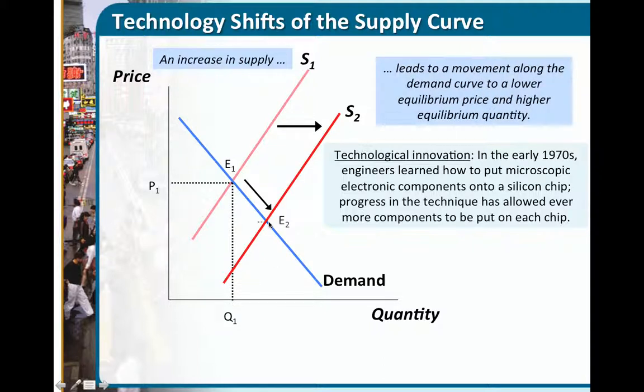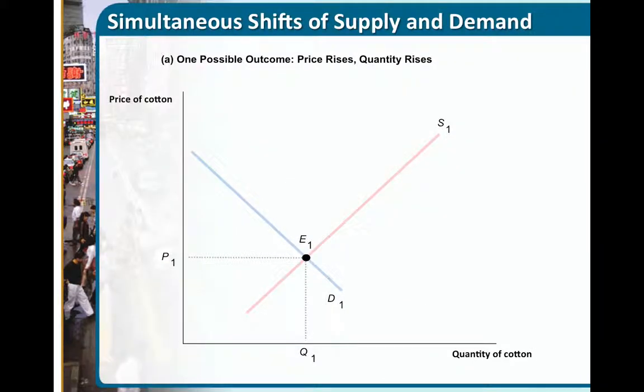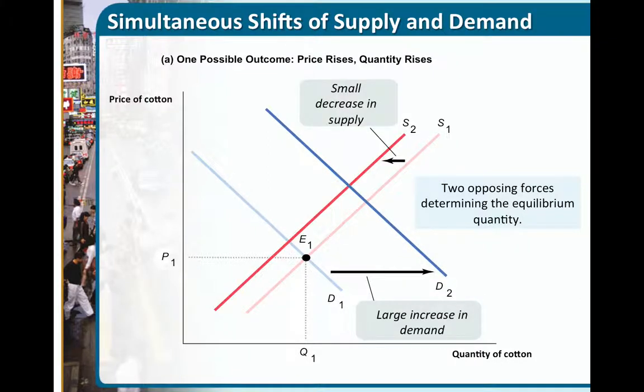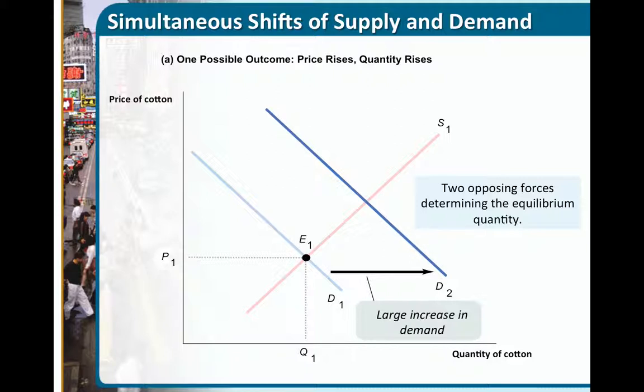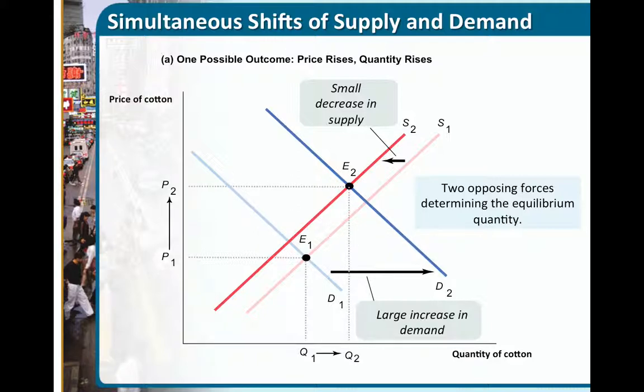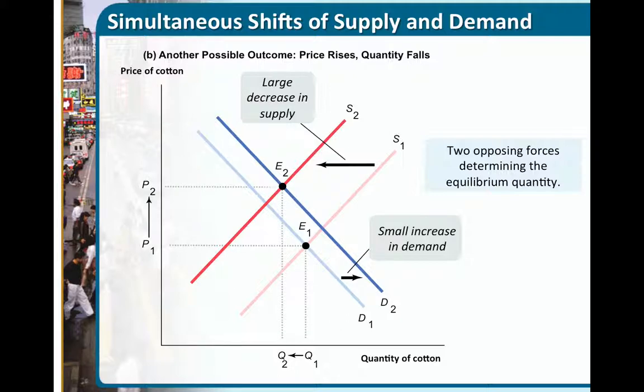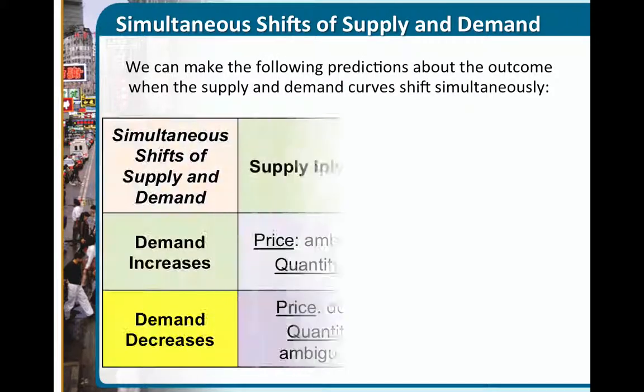Sometimes there are simultaneous shifts of supply and demand. This is where it gets confusing, and drawing out these curve shifts helps you. It's possible that the demand curve shifts to the right because of a large increase in demand, but there's a small decrease in supply, so the price rose and the quantity also rose. But there are different situations where the opposite can happen, depending on how great the shift in supply or demand is. So again, my best advice is to draw out the supply and demand curve shifts as best you can.